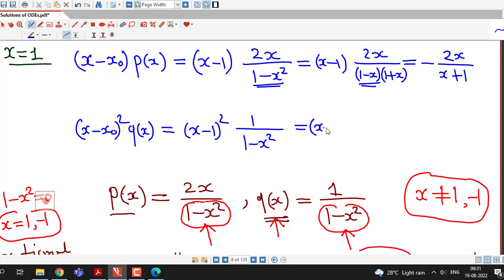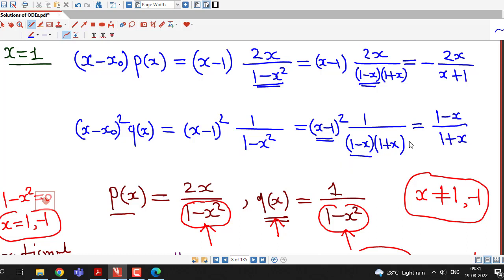qx is 1 over 1 minus x square. Again we can write 1 over 1 minus x square as 1 minus x into 1 plus x, or I can write this as 1 minus x square. So 1 minus x will be cancelled out, and I am left with 1 minus x over 1 plus x. Now I have to check whether x equal to 1 is regular singular point or not.